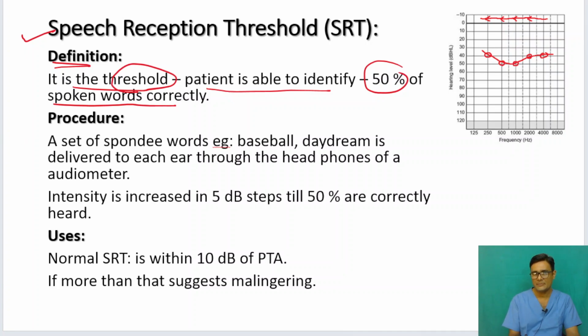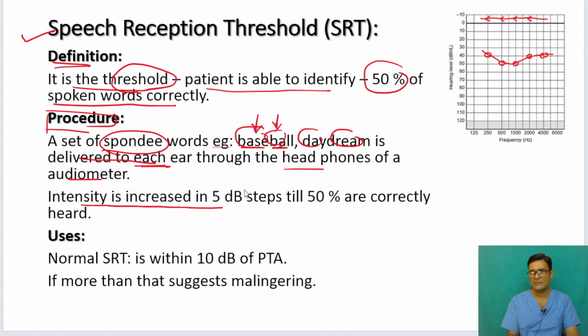So what is the procedure here? We do a set of spondee words. What is a spondee word? A spondee word is a word in which equal stress is placed on both the syllables, like baseball, daydream. They are delivered to each ear. In speech reception threshold, or in every speech audiometry, each ear is tested separately. It is delivered to each ear through the headphones of an audiometer. You keep on increasing the intensity by 5 decibel steps until the patient can repeat 50% of the words given to him correctly.